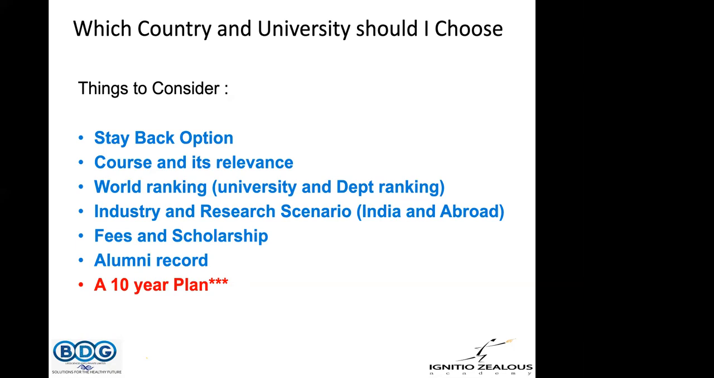The third thing is that, to some extent, you also have to see the world ranking: the university ranking and the department ranking, because both are very different. University ranking is given to a university considering all different aspects of the university. It has multiple departments, but a departmental ranking is given to the department of that university, considering resources, funding, campuses and multiple things. So you have to see the department ranking more than the general university ranking.